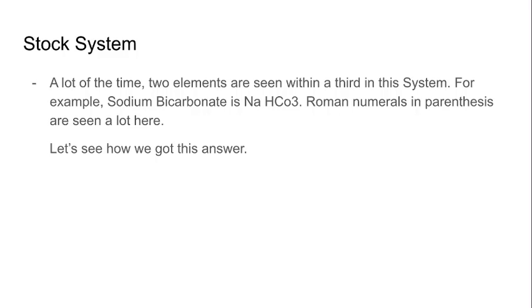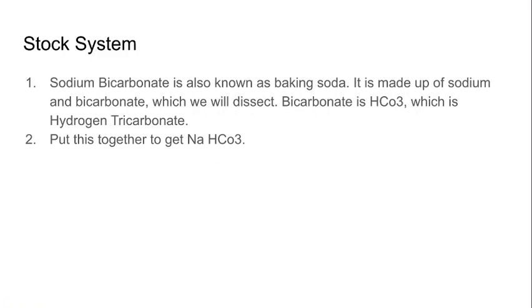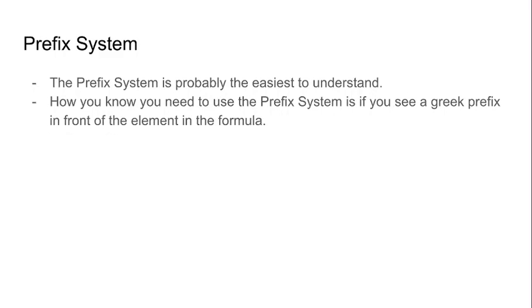Let's use sodium bicarbonate as our example. This is NaHCO3, also known as baking soda. Bicarbonate is hydrogen tricarbonate, hence the 3 after the CO. This is easily broken down to figure out, and you just gotta break down bicarbonate, which is the 2, and then you put in sodium in front.